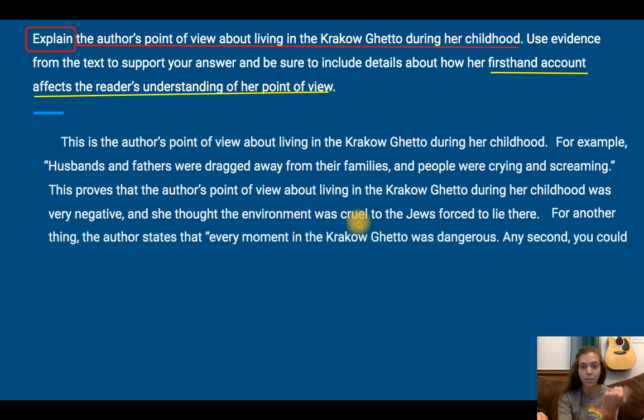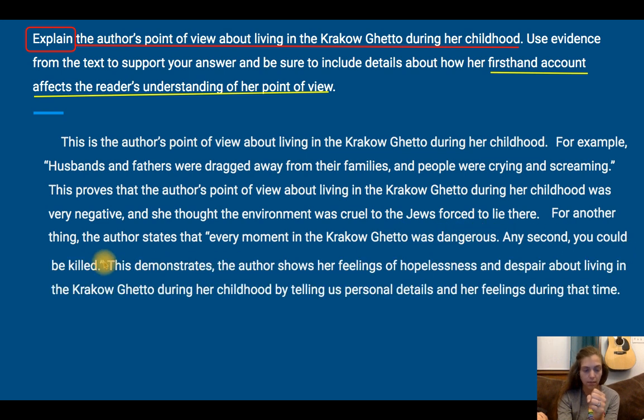All right, now I'm on to my next piece of evidence. For another thing, the author states that every moment in the Krakow ghetto was dangerous. Any second you could be killed. All right, I'm on to my explanation. Start with my transition. This demonstrates, mini restate, the author shows her feelings of hopelessness and despair about living in the Krakow ghetto during her childhood by telling us personal details and her feelings during that time.